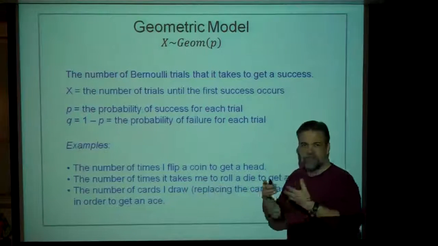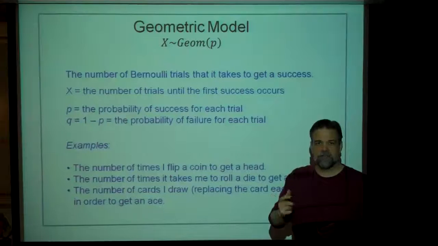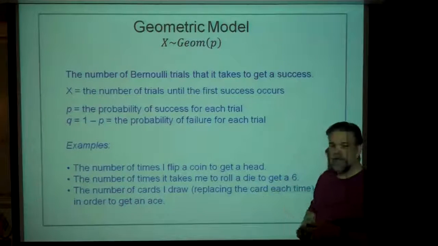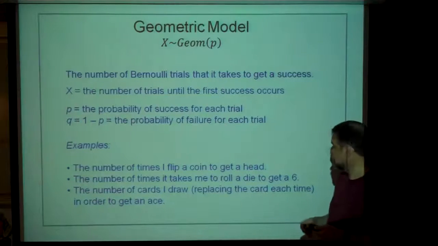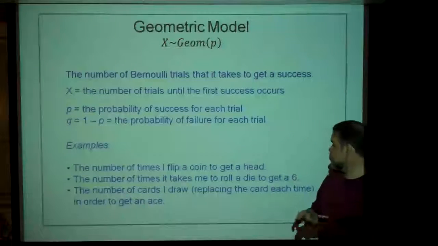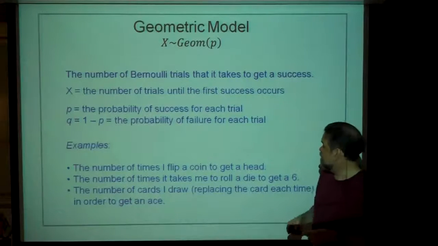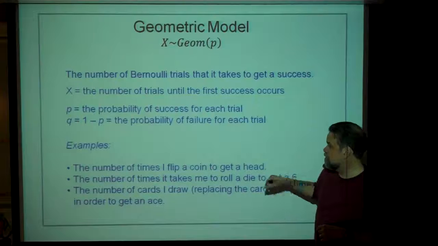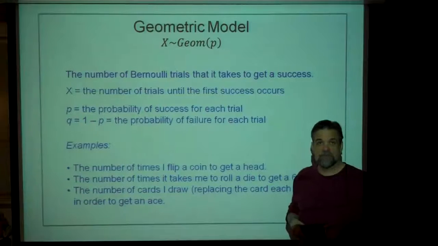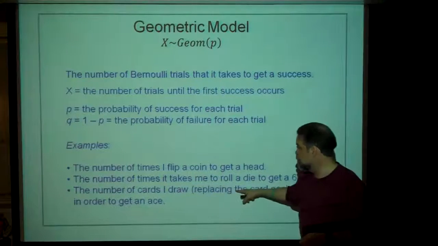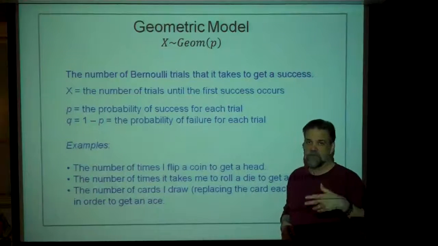And just to give this some context, it's like flipping a coin and saying, how many flips will it take until I get my first head? Or let me roll a die and count the number of rolls that it takes to get my first six. Or the number of cards that I draw, replacing the card each time to keep my probability constant, until I get an ace. In this case, p would be 1/2, because you've got a 50-50 chance of getting a head. In this case, p would be 1/6, because there's a 1/6 probability of rolling a 6. And in this case, p would be 1/13, because there's 4 aces out of 52 cards, and 4 out of 52 is 1 out of 13.